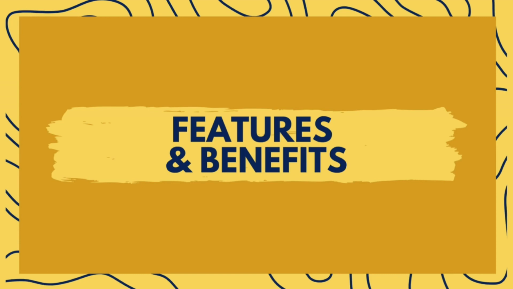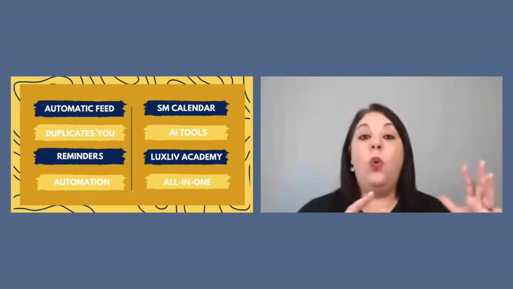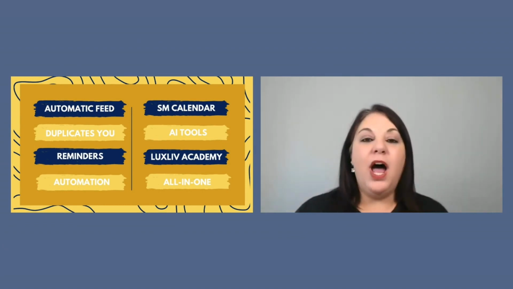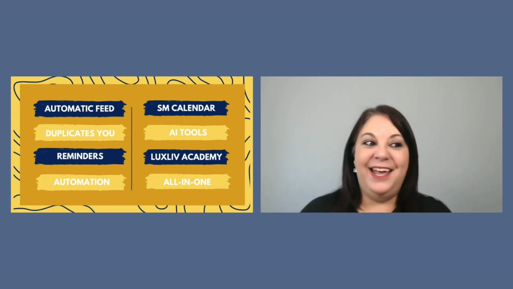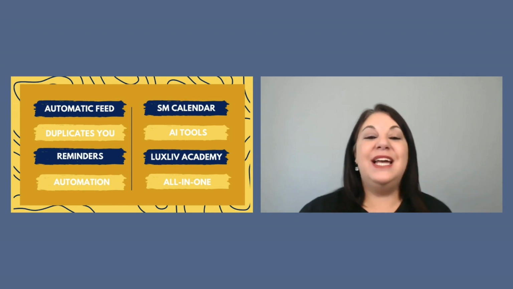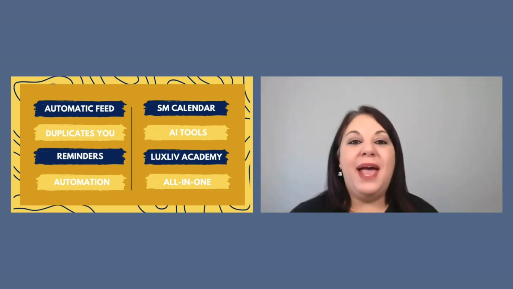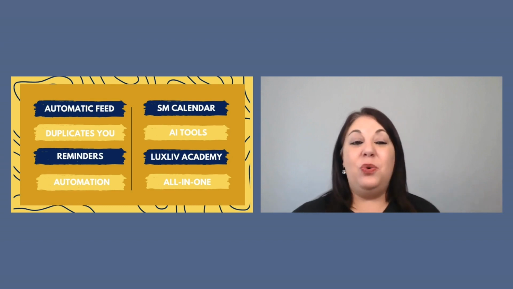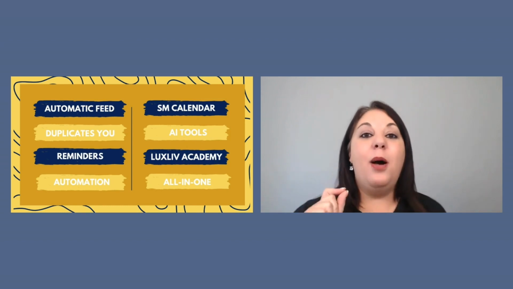So some of the features and benefits is that Property Funnels has an automatic feed. And what that means is when you have a client that asks you for information on Property 24 or Private Property, it feeds into Property Funnels automatically. How cool is that? So, in other words, it is duplicating you. There are so many things that you don't have to do because the system handles it for you. It sets reminders, it's automation, social media calendar. We went through so many of them, but this is your all-in-one platform.